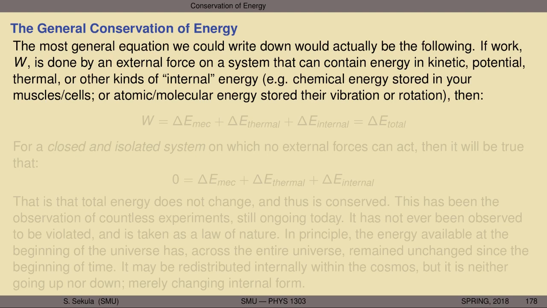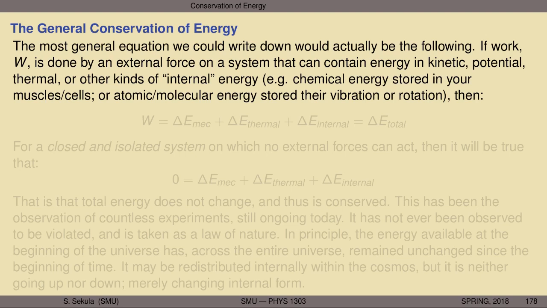And so we would probably write down something, and in fact we will write down something, that's actually more like what follows. So imagine that there are in fact external forces that can act on a system. That work would be represented by W. It could be many forces that are acting in concert or some against others, but nonetheless in net there will be a net work done by external forces on a system. Now that system can contain energy in various forms. It can be in kinetic energy. It can be stored in potential energy. It could be in thermal energy.